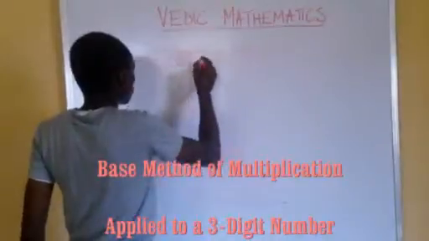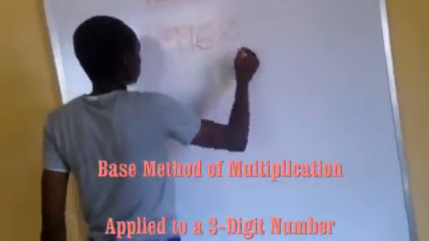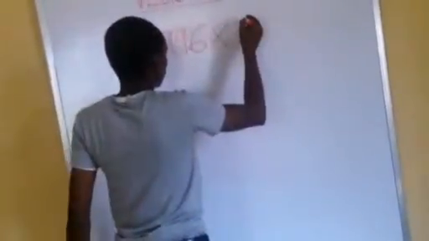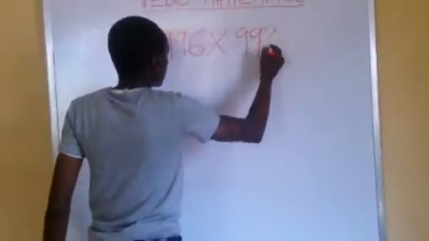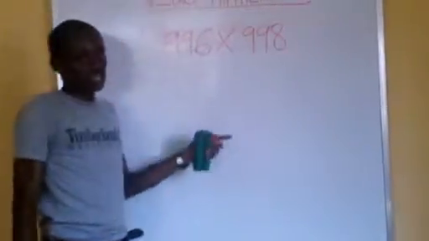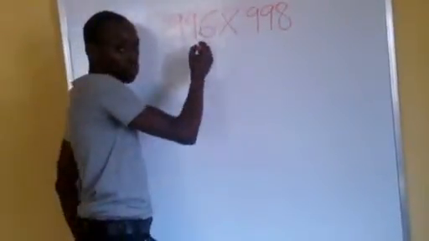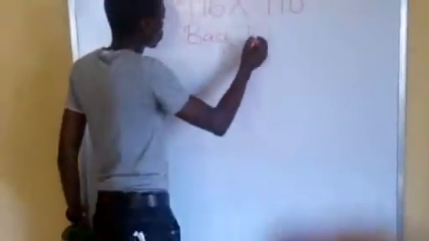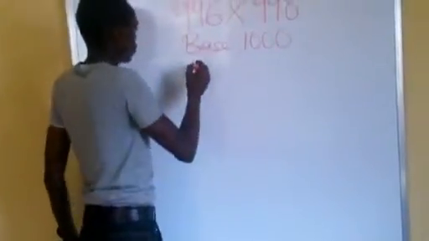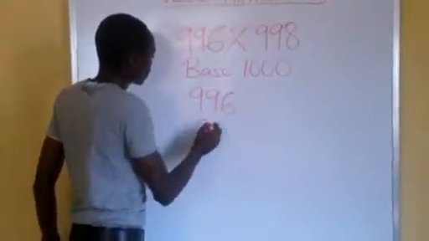Let's use 996 times 998. The closest base in this case is going to be 1000. So we're going to make use of base 1000. Okay, so now we write down both numbers, 996 and 998.